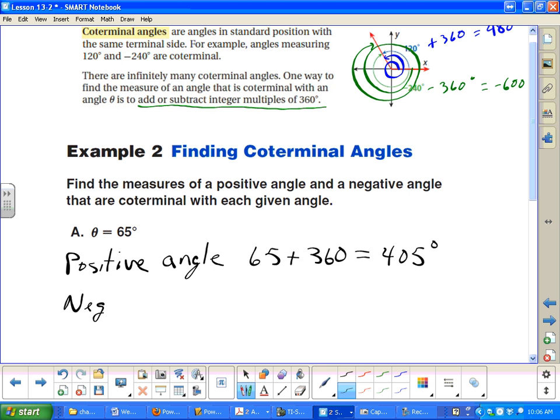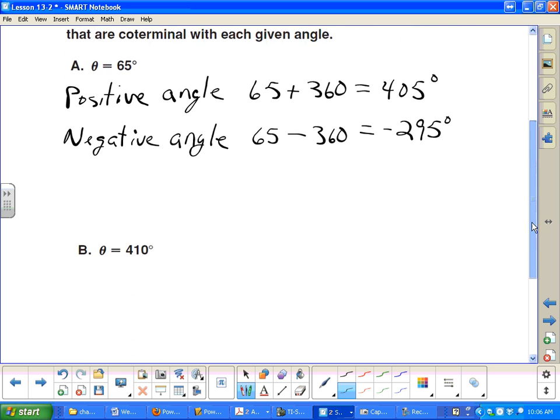Negative angle: I could take 65 degrees and subtract 360 and get negative 295 degrees. So coterminal angles just differ by a multiple of 360. I could subtract 360 degrees twice here and use that negative angle, or I could have added 360 degrees twice to get the positive angle. It's basically up to you, but you just have to find a positive and a negative.